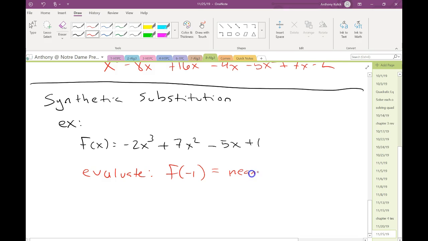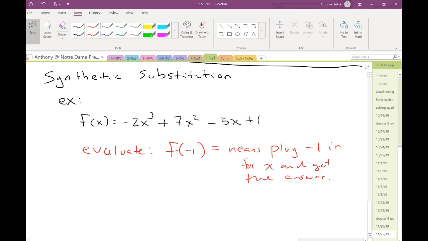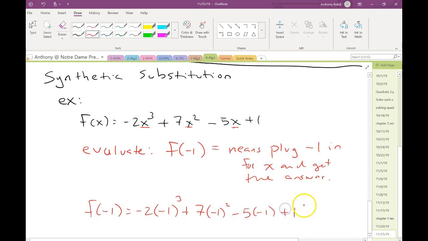This means plug negative 1 in for x and get the, I don't know, answer, whatever. So where are we plugging negative 1 in for? The x is in my polynomial f. So f of negative 1 would be negative 2 times negative 1 to the third plus 7 times negative 1 squared minus 5 times negative 1 plus 1.